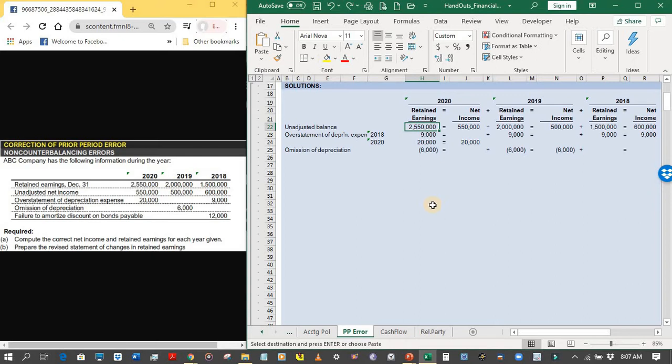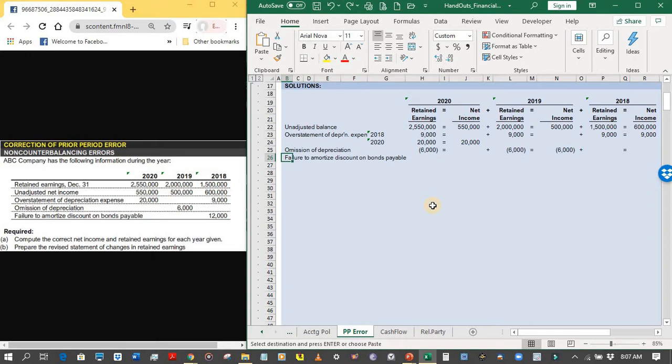So now let us proceed to the last error, which is the failure to amortize discount on bonds payable. If you remember in Intermediate Accounting 2, the entry to record the amortization of discount on bonds payable is debit interest expense and credit discount on bonds payable. So between the two accounts, the nominal account is the expense account, the interest expense, which needs to be debited when there is an amortization of discount.